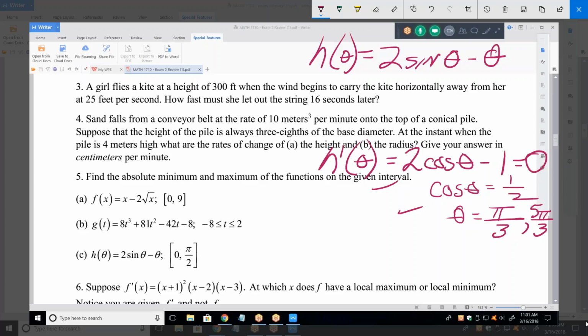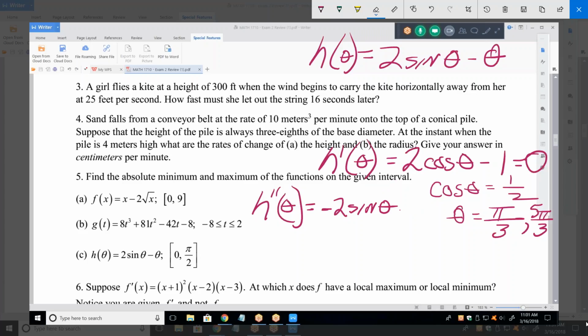So what's the next step? Take the second derivative. H double prime of theta is what? Is it 2 negative sine theta? Yeah, I'm just going to put the negative sign in front. Okay, and that's it.